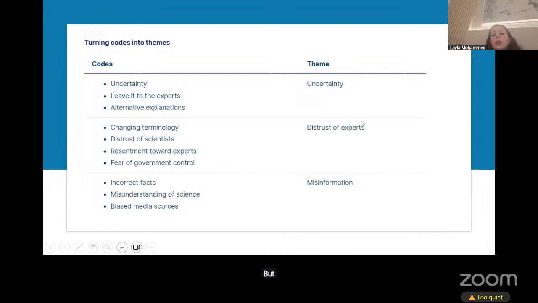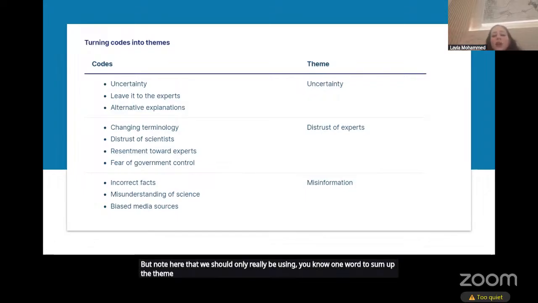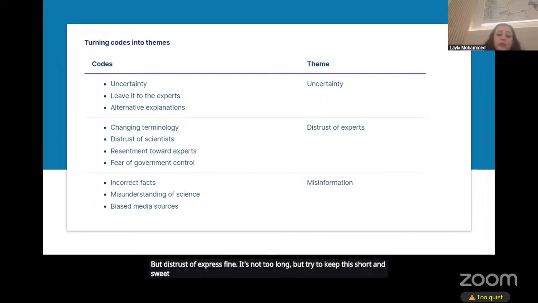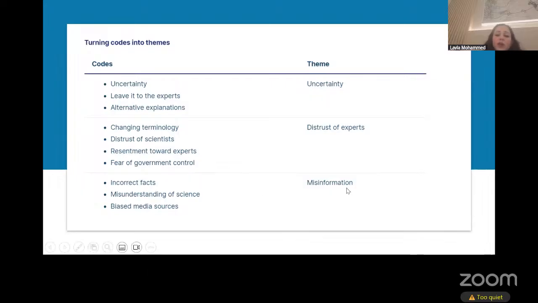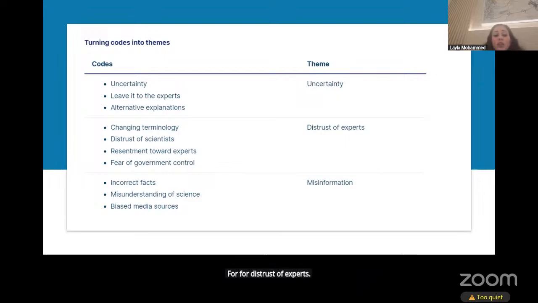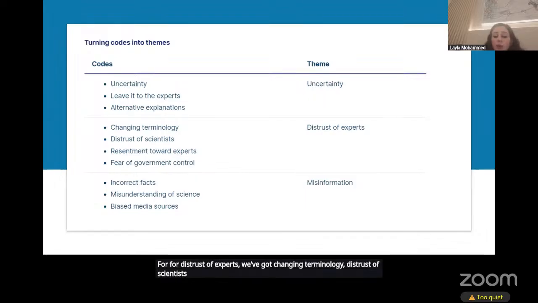But note here that we should only really be using one word to sum up the theme. It could be distrust of experts, or it could even be shortened to distrust. But distrust of experts, fine. It's not too long. But try to keep this short and sweet. We've got another theme here, misinformation. So incorrect facts, misunderstanding of science, biased media sources. For distrust of experts, we've got changing terminology, distrust of scientists, fear of government control.